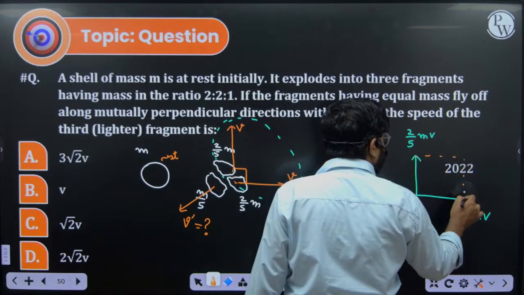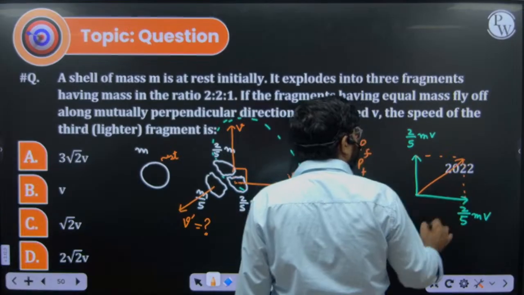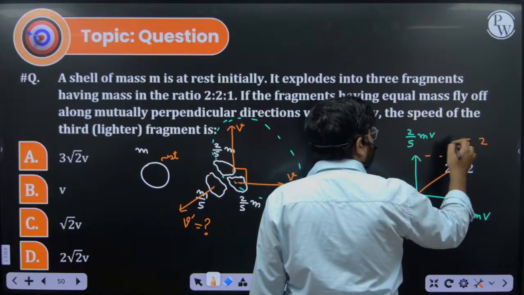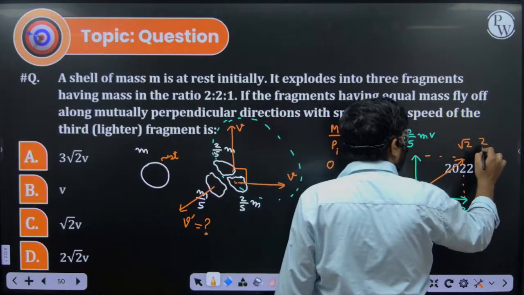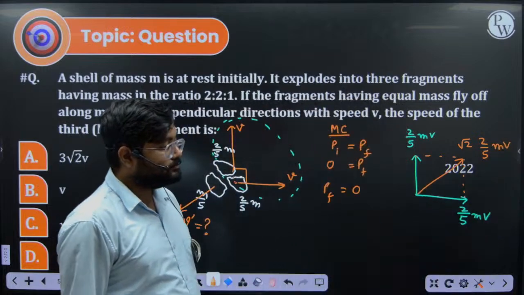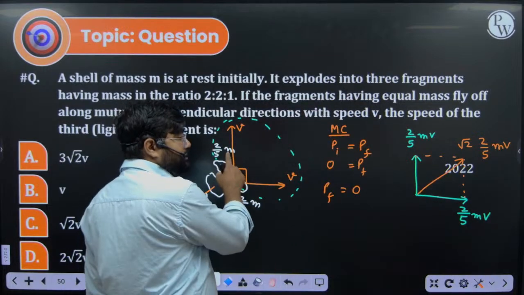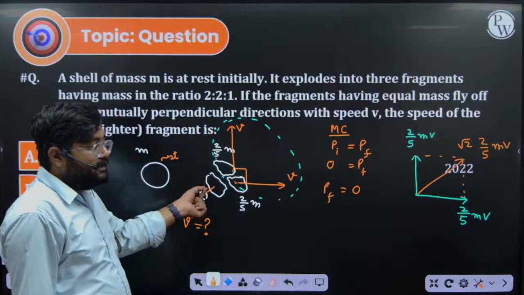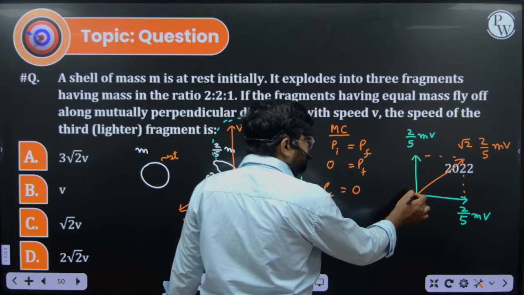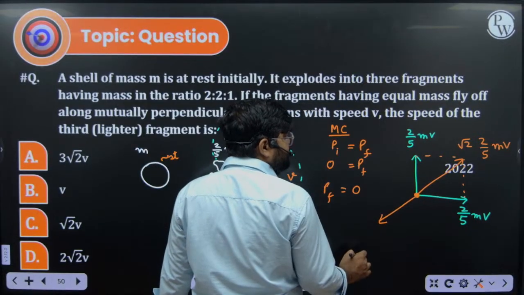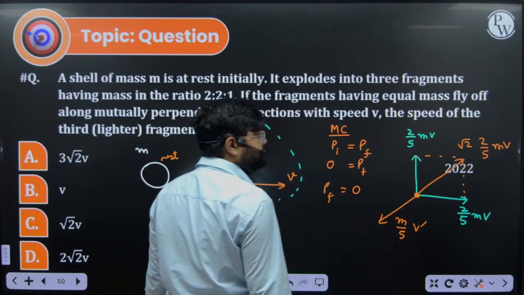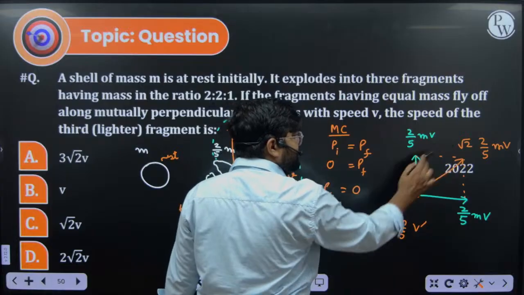What is their resultant? Their resultant is root 2 times, because you can do under root a square plus b square formula, 2 by 5 mv. This is the resultant of these two momentums. It is getting balanced by the third one. The third momentum is here. How much is that? Mass into velocity. This is balancing that.